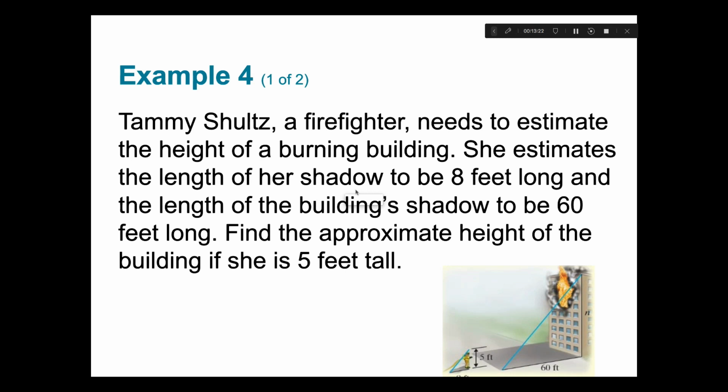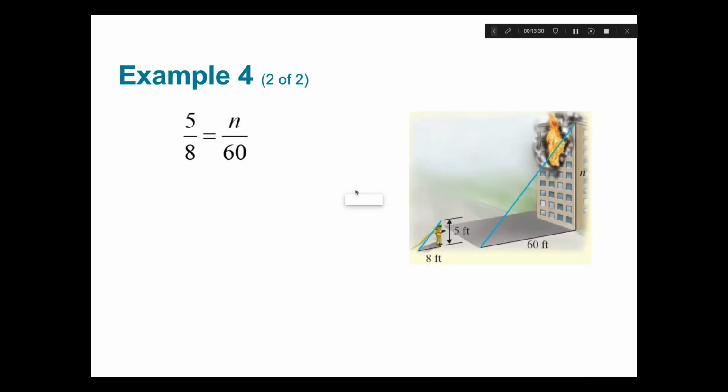We have 5 over 8 or 8 over 5, whichever way you put it. 60. And then you just cross multiply and divide to find that missing length of how tall our building is.